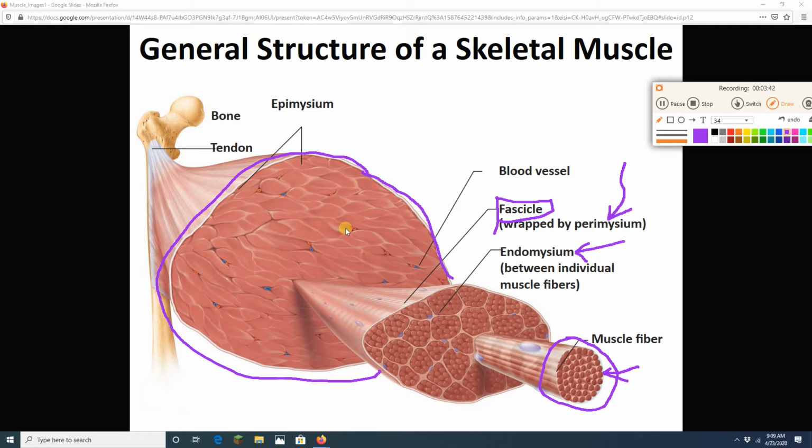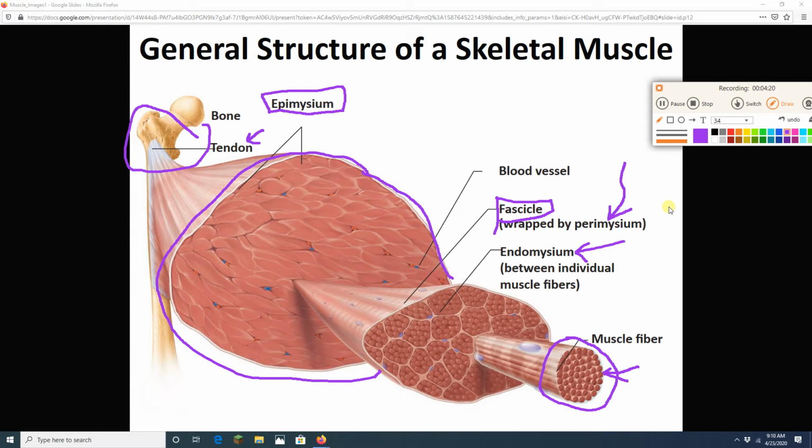And notice there are blood vessels, arteries, veins. There'll be nerves and lymphatics in here as well. And this final muscle is covered by a dense layer of connective tissue called epimysium. And the epimysium actually becomes the tendon which attaches to our femur in this case. So, a muscle is this organ. It is wrapped up by a connective tissue wrapping called the epimysium, which is continuous with the tendon.